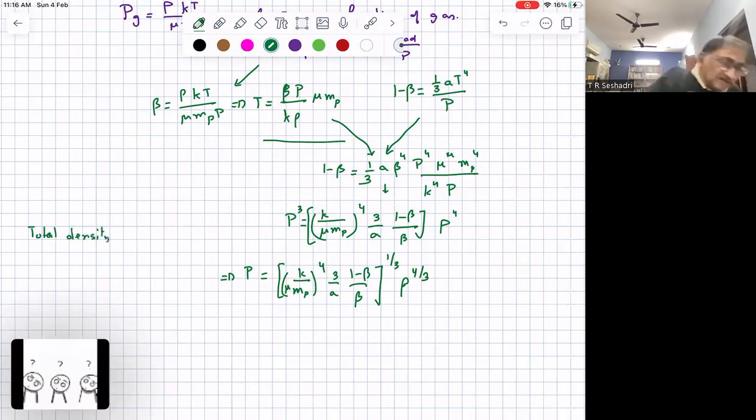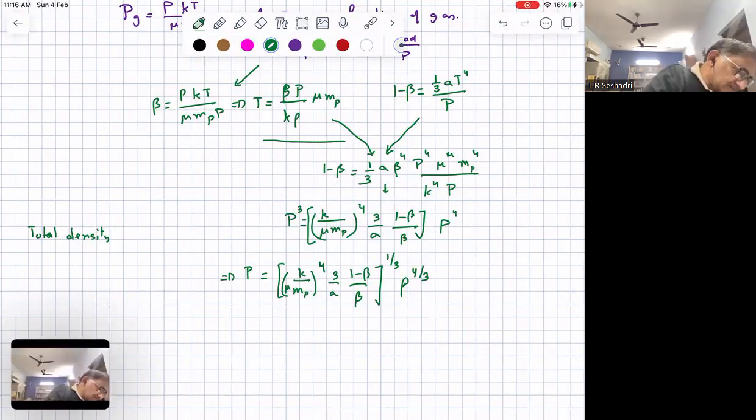In the above expression for P cube, I think there is a factor of 4 on beta. Yeah, beta power 4, absolutely right. Very crucial.